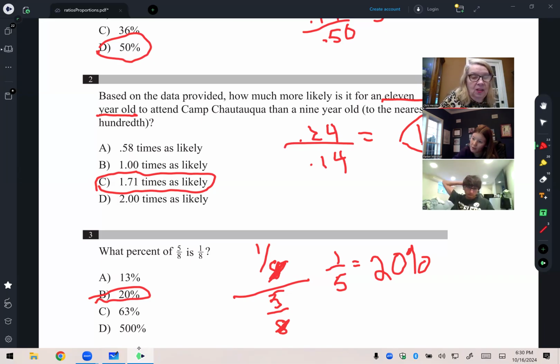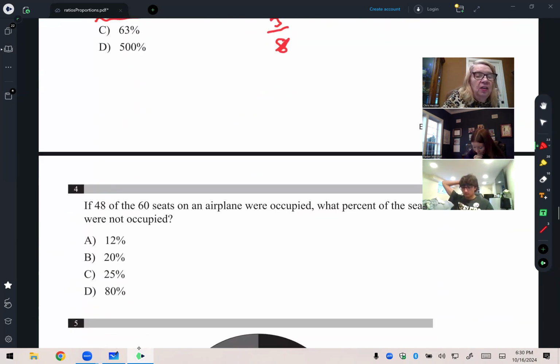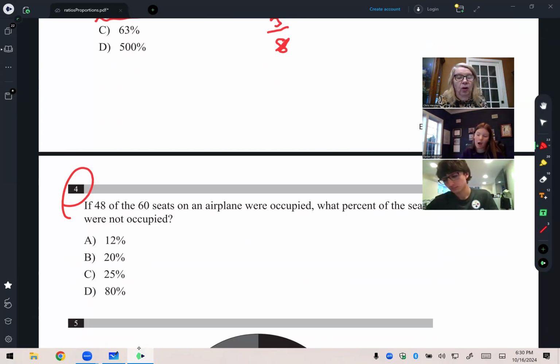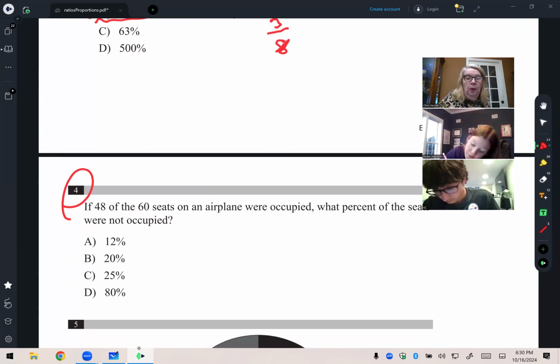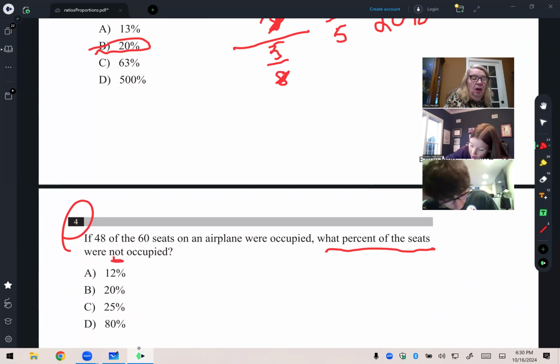Okay, let's go on to the next page. I want you to try this one yourself. I'm throwing this out to you. You get on an airplane and 48 of the 60 seats are occupied. What percent of the seats are not occupied? So take a second.